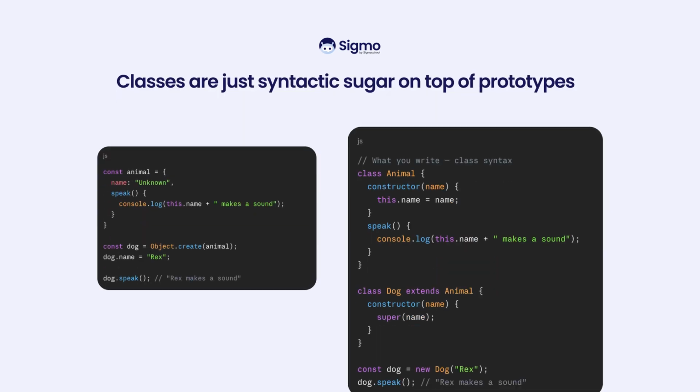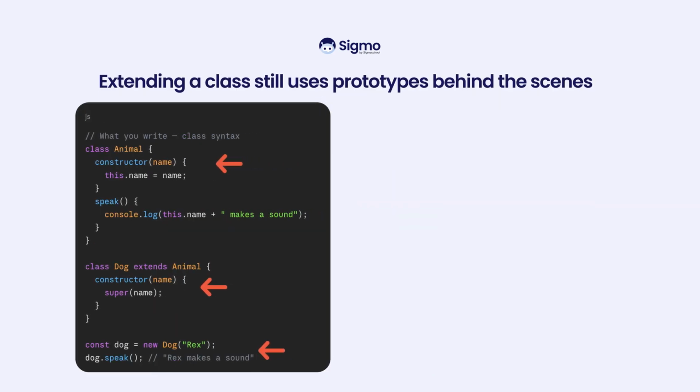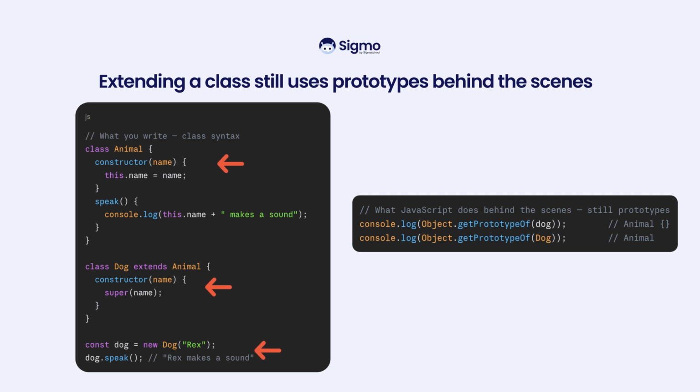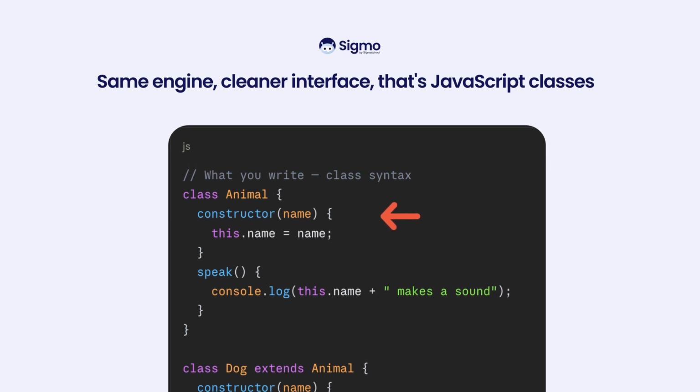Classes in JavaScript are essentially syntactic sugar on top of this. They don't change how inheritance actually works, they just make it easier to read and write. So when you write a class that extends another class, JavaScript is still using prototypes behind the scenes. The syntax just looks familiar. Same engine, cleaner interface. That's JavaScript classes.